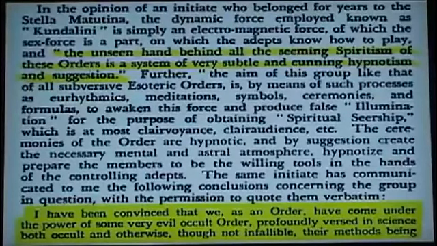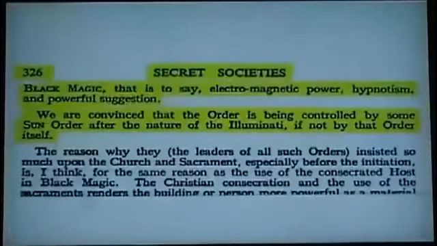This was the quote from the lady who was a member of Stella Matritina. She said, "I have been convinced that we as an order have come under the power of some very evil occult order, profoundly versed in science, both occult and otherwise. Though not infallible, their methods being black magic, that is to say, electromagnetic power, hypnotism, and powerful suggestion." And here is the point. "We are convinced that the order is being controlled by some sun order, after the nature of the Illuminati, if not by that order itself."